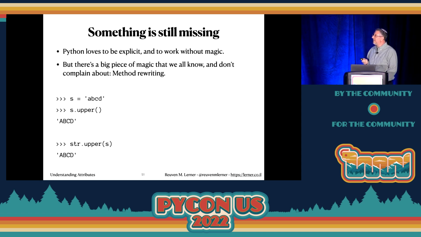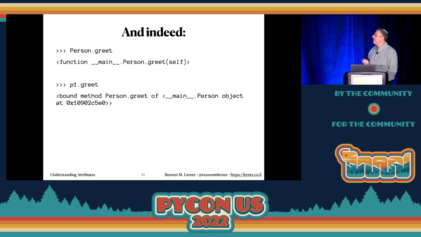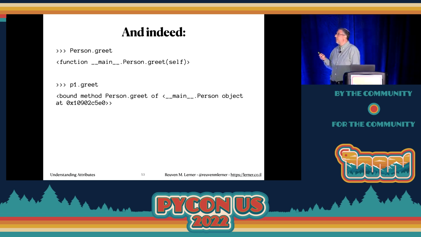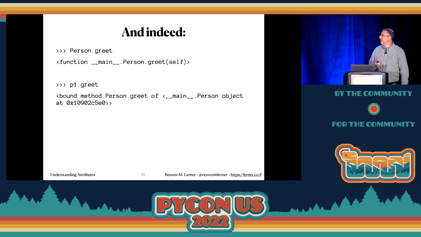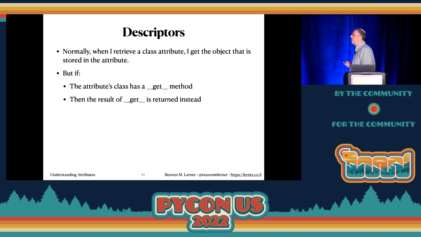But in the instance case, it does not. So what's going on here? Well, let's ask. Person.greet. What do we get back? We get back a function, a plain old Python function. P1.greet, I get a bound method. Huh. That's kind of weird. What's going on? And the answer is descriptors.